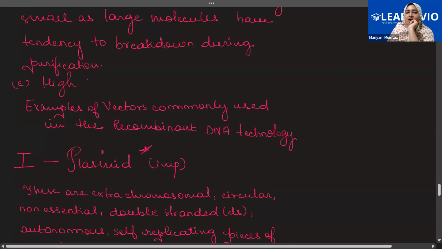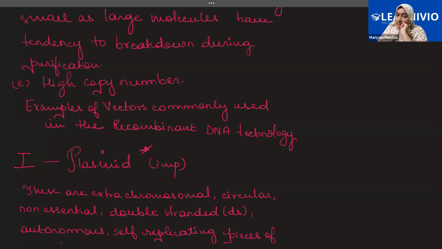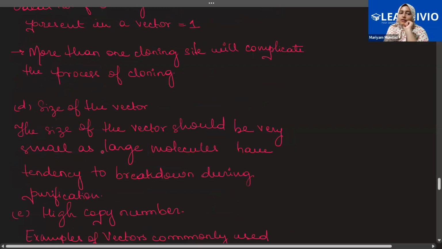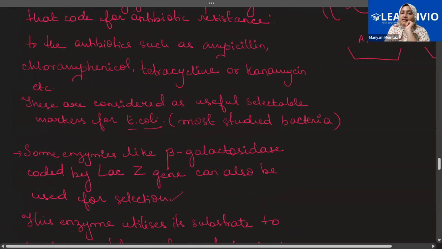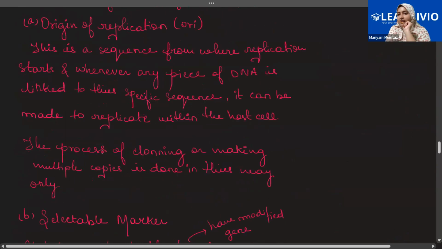They should have high copy number. What do you understand by this, students? High copy number. They should be able to replicate into a bigger number, like a larger amount. Yes. They should be able to replicate a lot, right? So these are all the features that a particular cloning vector must have. Any doubts?